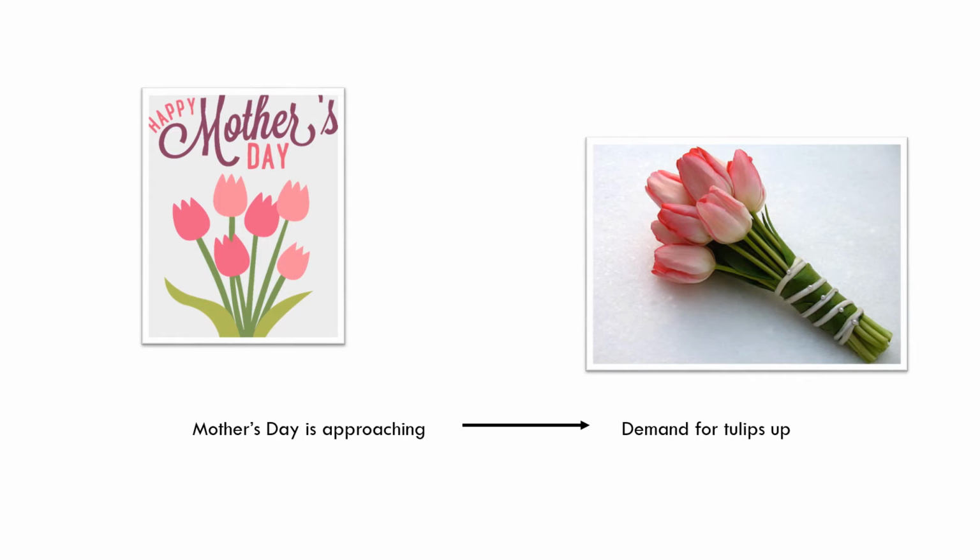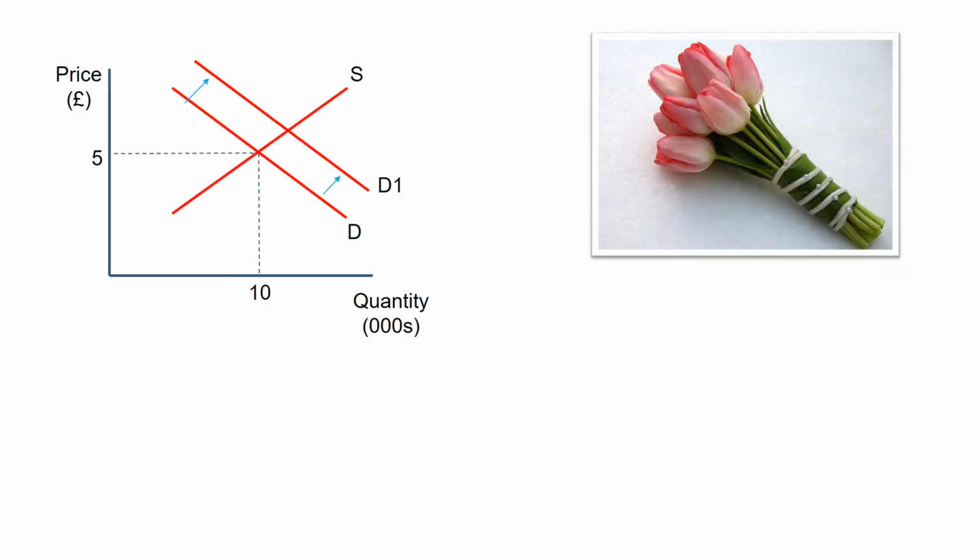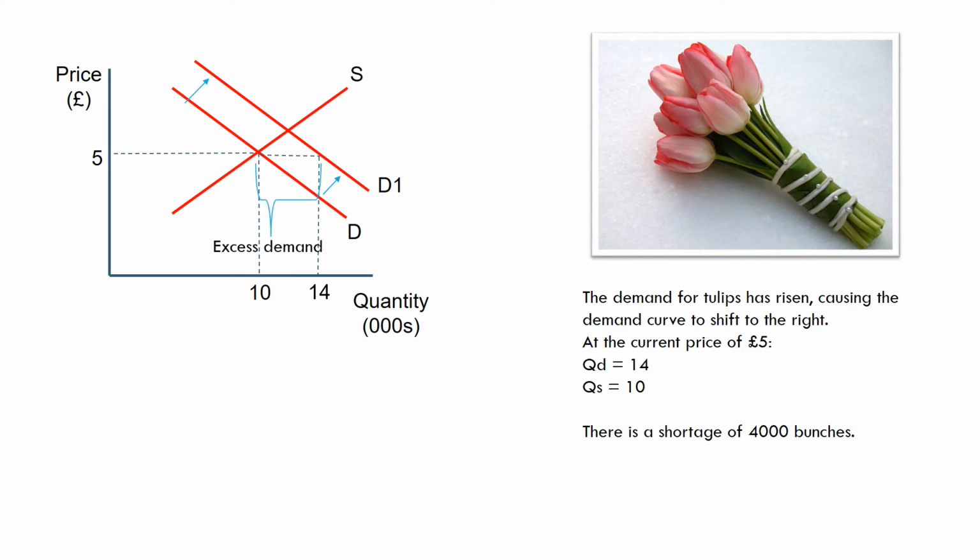Mother's Day is approaching, and as a result, there's an increase in demand for tulips. So in this scenario, demand would shift to the right. Now again, at a price of £5, this creates an issue in our market, because with there being more demand, people would want to buy 14,000, but suppliers would only want to produce 10,000. So in this situation, we have what's known as excess demand. At £5, there is a shortage of 4,000 bunches.